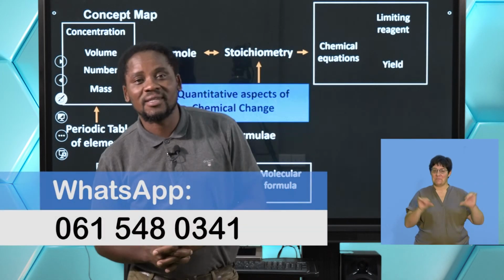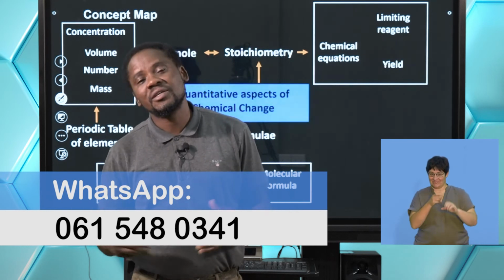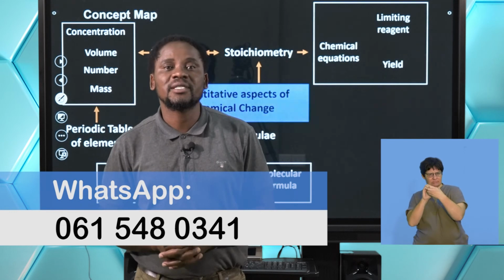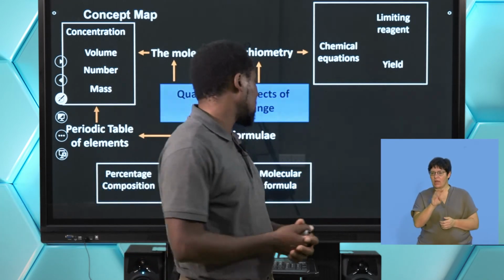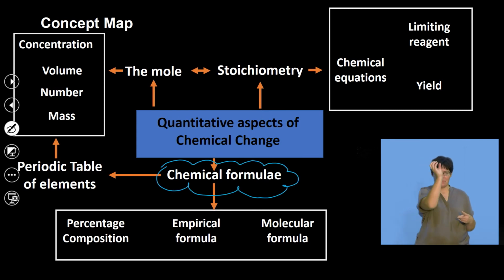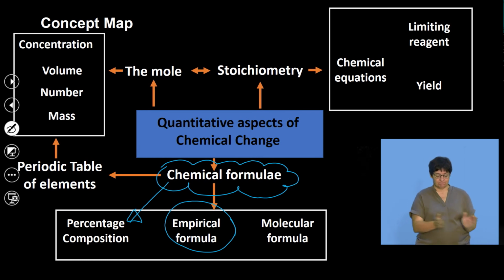Welcome back to our third and final segment. We're still looking into the quantitative aspects of chemical change, but now we shall focus our attention on the empirical formula. Right, so now we understand the chemical formula. We also understand percentage composition in terms of elements making up a compound, and this has to do with the mole ratio. But now we want to focus our attention on the empirical formula, right?